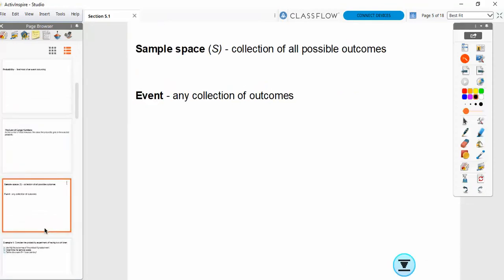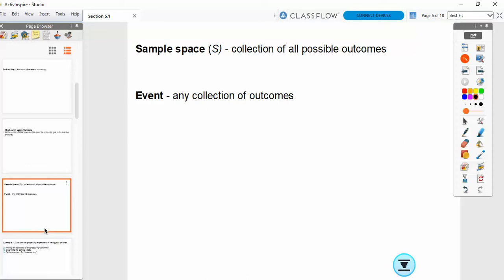A sample space, we use a capital S for that. That's every possible outcome. When I flip a coin, what are my possible outcomes? Heads or tails. If I flip a coin twice, what would be my possible outcomes? I could get a heads and a heads, or a heads and a tails, or a tails and then a heads, or 2 tails. So the sample space lists everything that can happen in our experiment.